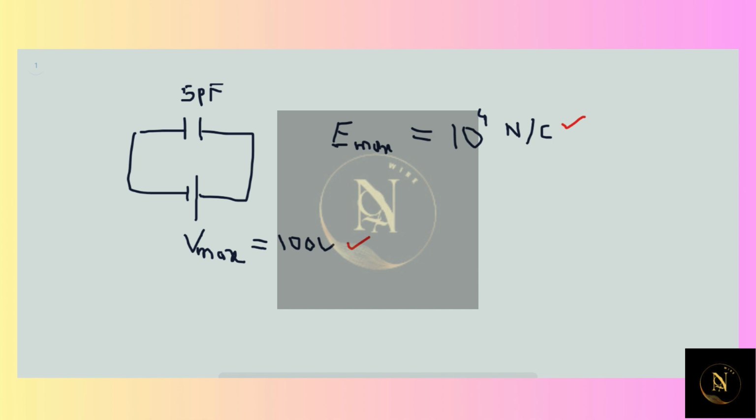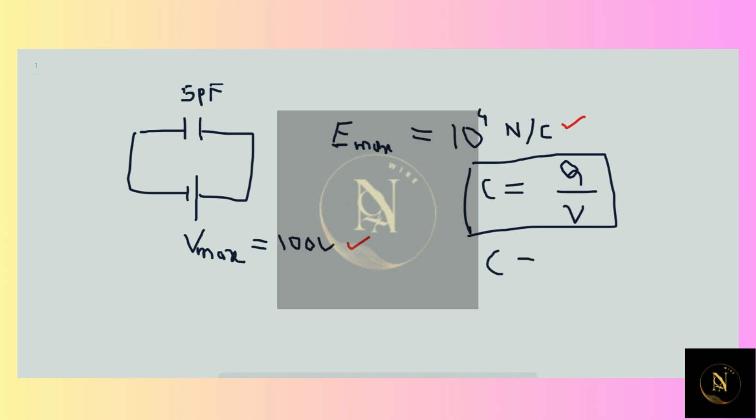Before jumping into the problem, let us identify what we know about capacitors and parallel plate capacitors in general. For capacitors, the capacitance is given by the charge Q over the potential difference V. So C equals Q by V. This we very well know. And for parallel plate capacitors, the capacitance C is given by epsilon naught A over D, where D is the separation between the plates.